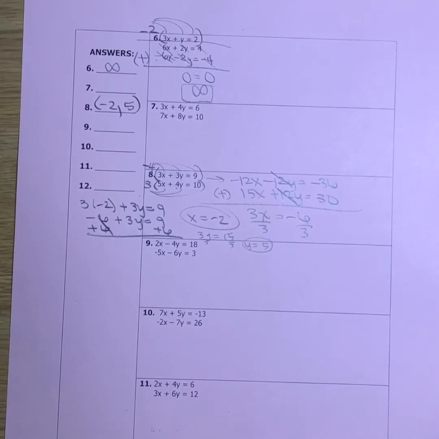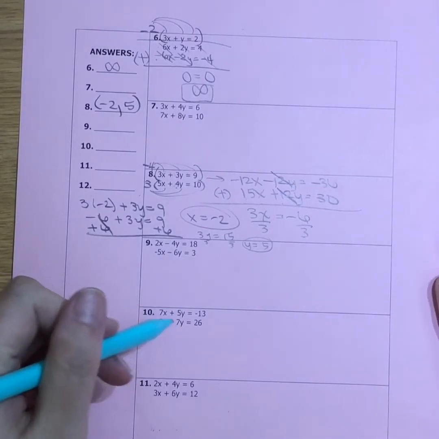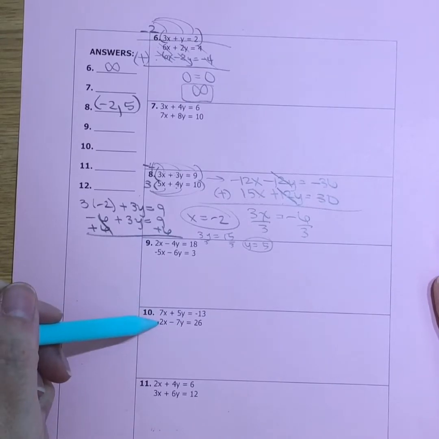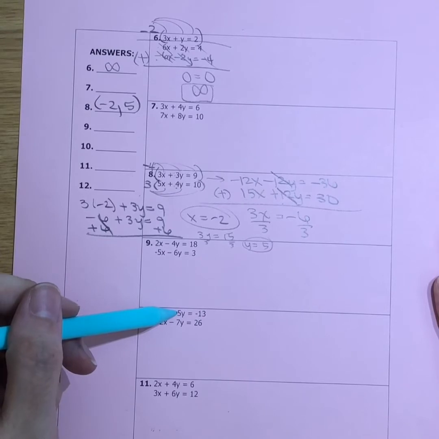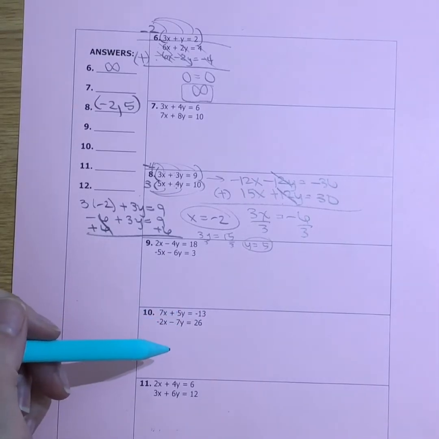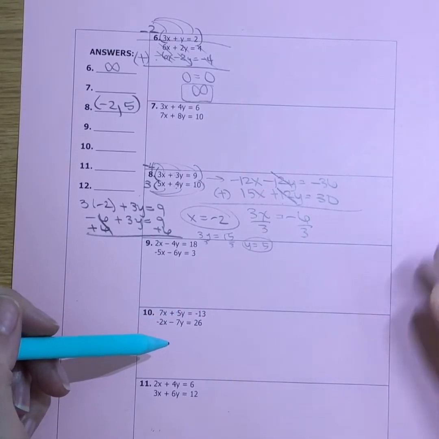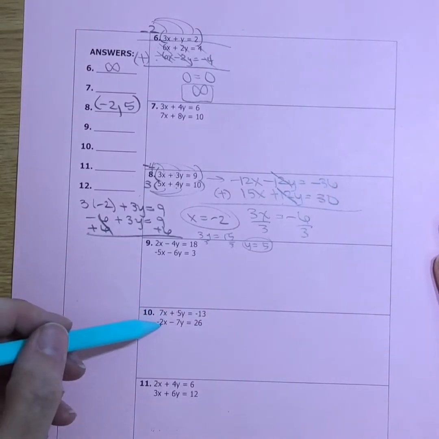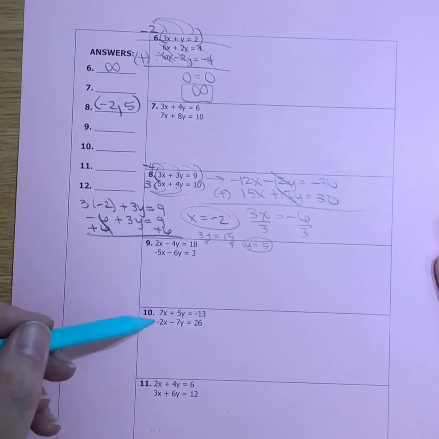It doesn't matter whether I want to eliminate the x's or the y's, but there's nothing I can multiply by 2 to get 7, or there's nothing I multiply the 5 by to get 7 unless it's a fraction, and I don't want to deal with fractions. So I'm going to choose the x's, and 7 and negative 2 have a positive 14 and a negative 14 in common.